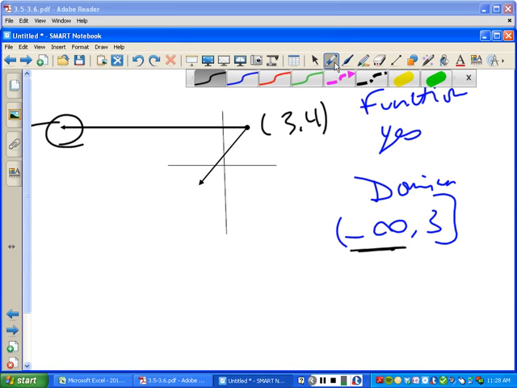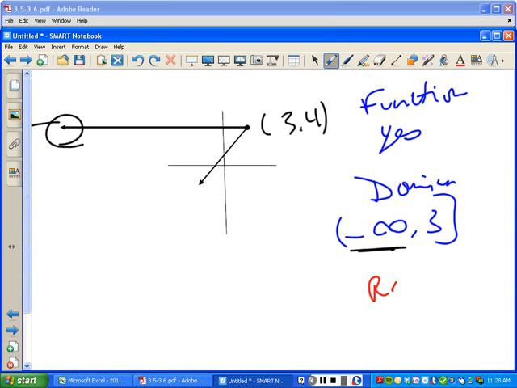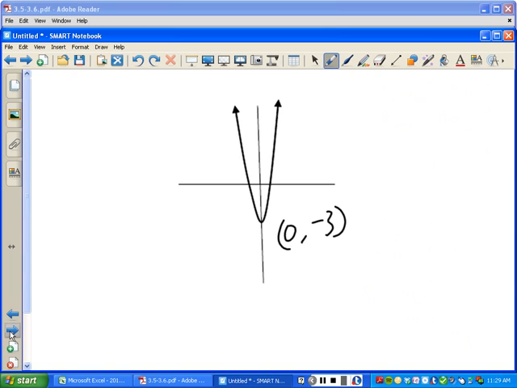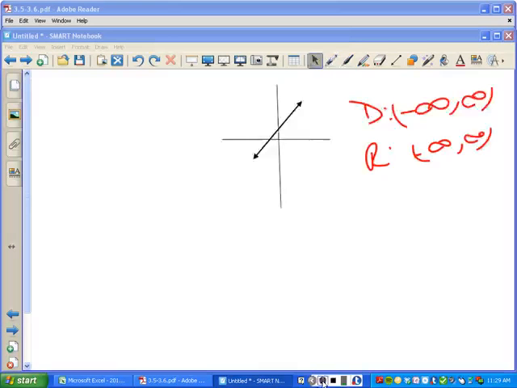Now, what's the range? Negative infinity to 4. Okay, negative infinity to 4. Just real quick, what is this one? Domain is negative infinity to infinity. Range is negative infinity to infinity. Okay. I want to pause here. Pause and explain it to you.